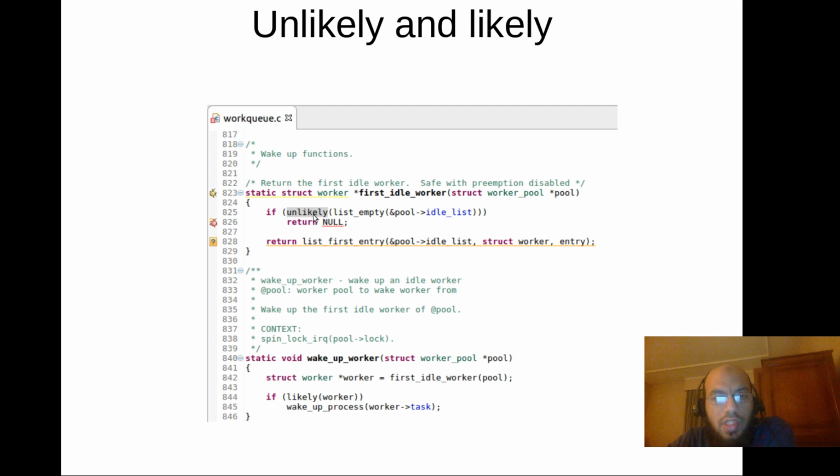The performance cost that you lose over here by having this as unlikely is not going to hurt your running performance at all, right?